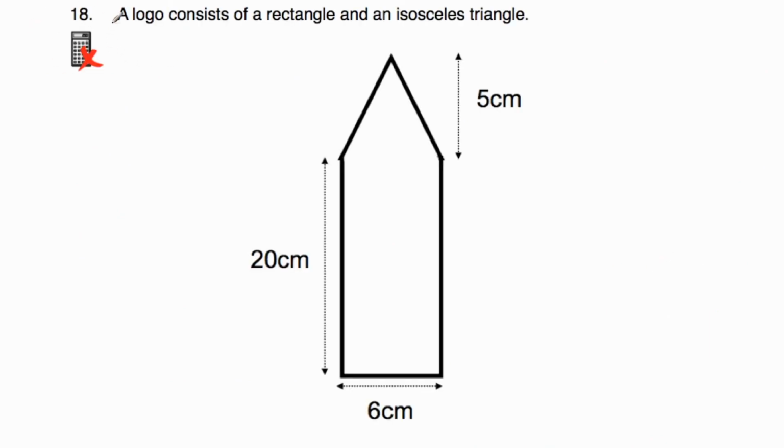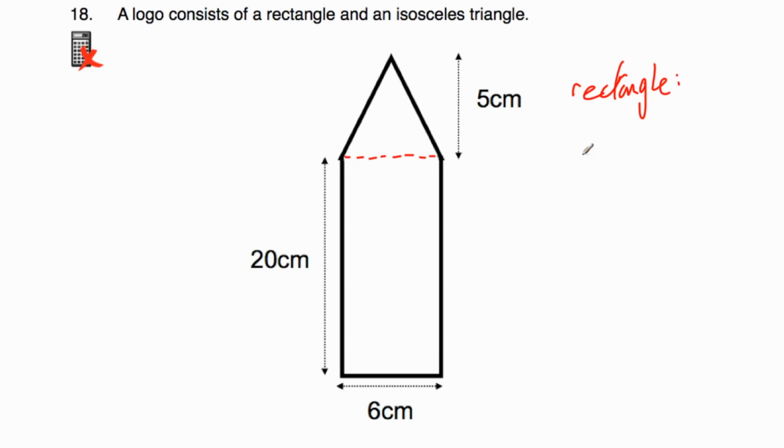Okay, question number 18. We've been given this logo and we're told it consists of a rectangle and an isosceles triangle, and we've been asked to calculate the area of the logo. So let's divide the logo into two, splitting it into our rectangle and our isosceles triangle. We want to find its total area, so we're going to find the area of the triangle and the area of the rectangle. Let's start off with the rectangle.